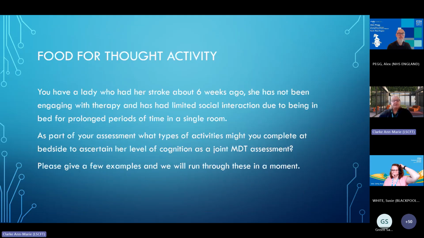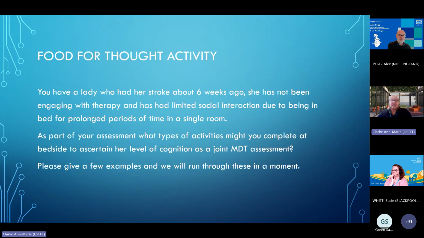So just a little bit of food for thought. So just a little bit of an activity. I'm not expecting everybody to answer the question. But you have a lady who's had a stroke about 6 weeks ago. She's not been engaged in therapy and has had limited social interaction due to being in a bed for prolonged periods of time in a single room. That could be on a ward, it could be in a nursing home, it could be somebody who's bedbound at home. So they've got a few scenarios there.